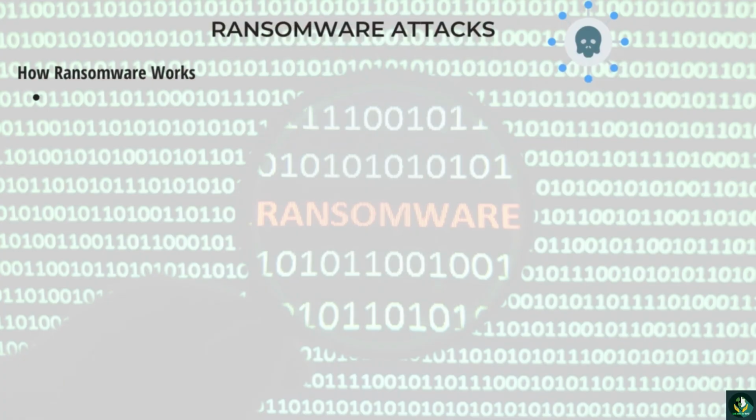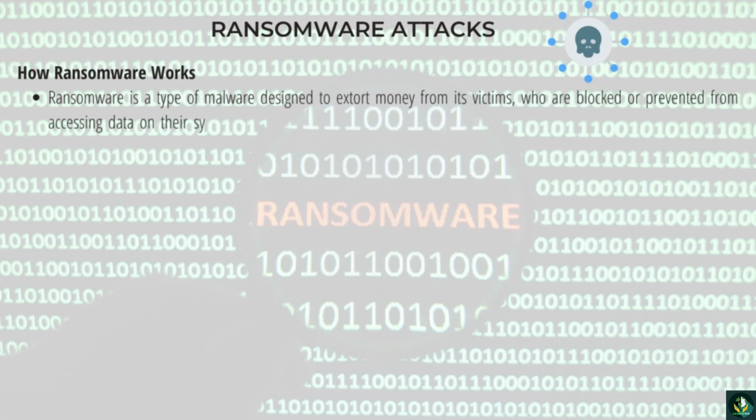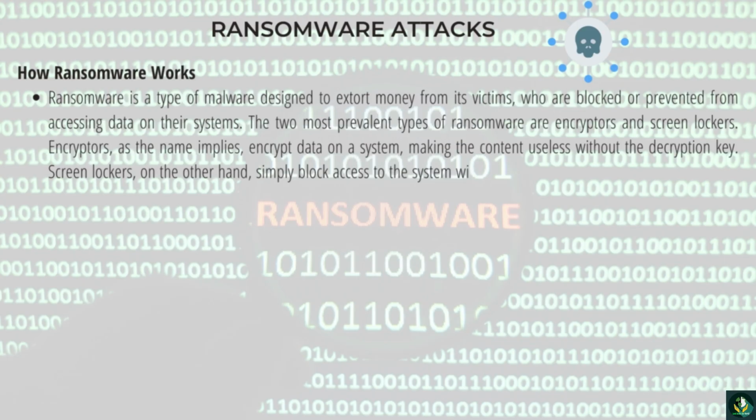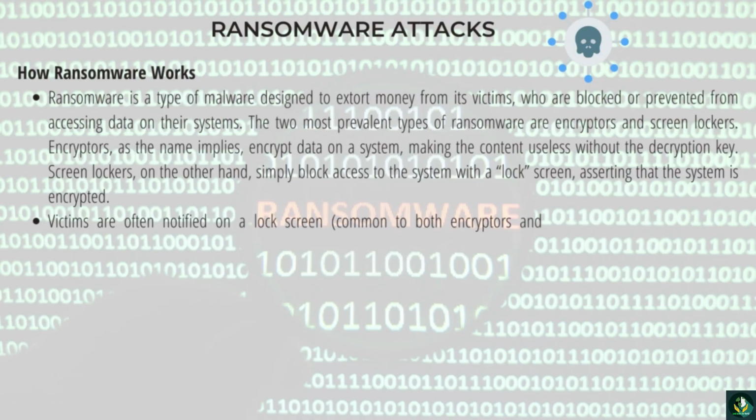How ransomware works. Ransomware is a type of malware designed to extort money from its victims, who are blocked or prevented from accessing data on their systems. The two most prevalent types of ransomware are encryptors and screen lockers. Encryptors, as the name implies, encrypt data on a system, making the content useless without the decryption key. Screen lockers, on the other hand, simply block access to the system with a lock screen, asserting that the system is encrypted. Victims are often notified on a lock screen, common on both encryptors and screen lockers, to purchase a cryptocurrency like Bitcoin to pay the ransom fee.